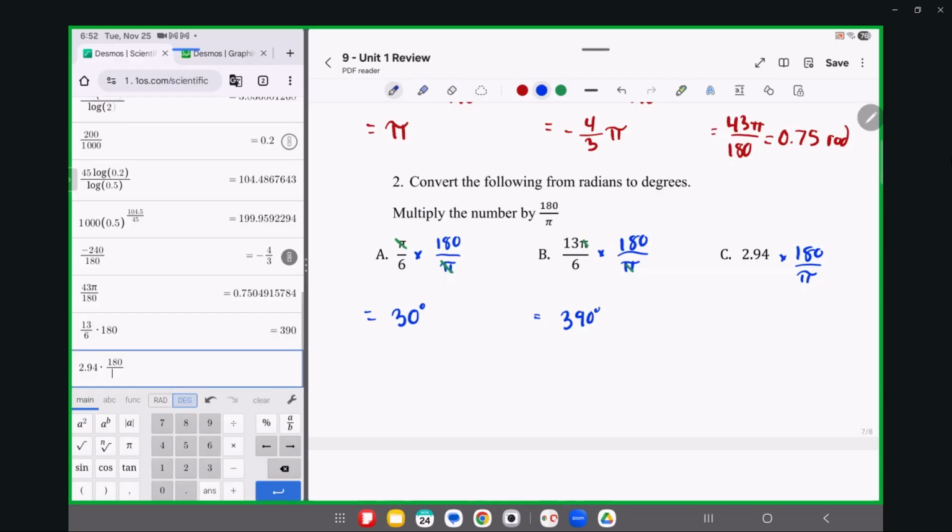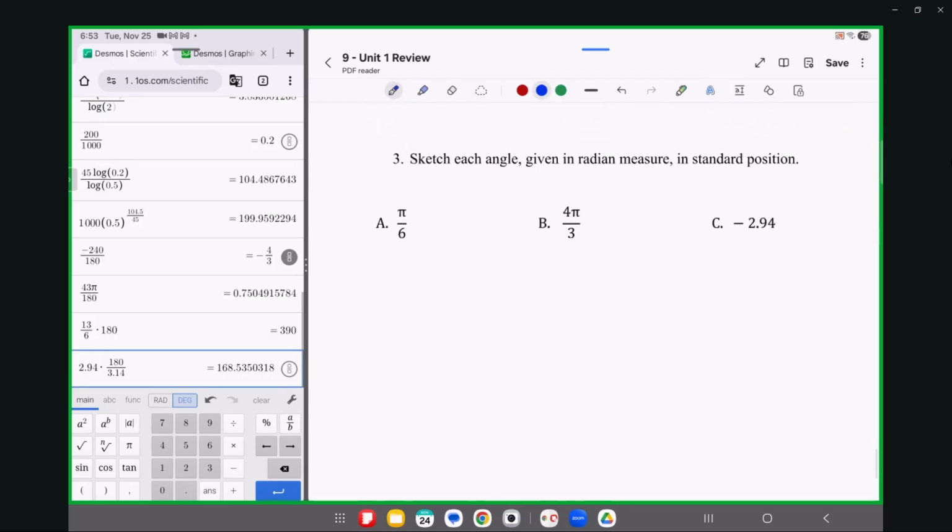We've got the little circle to indicate that it's degrees. Lastly, but not leastly, we're going to sketch each angle given in radian measure in standard position.